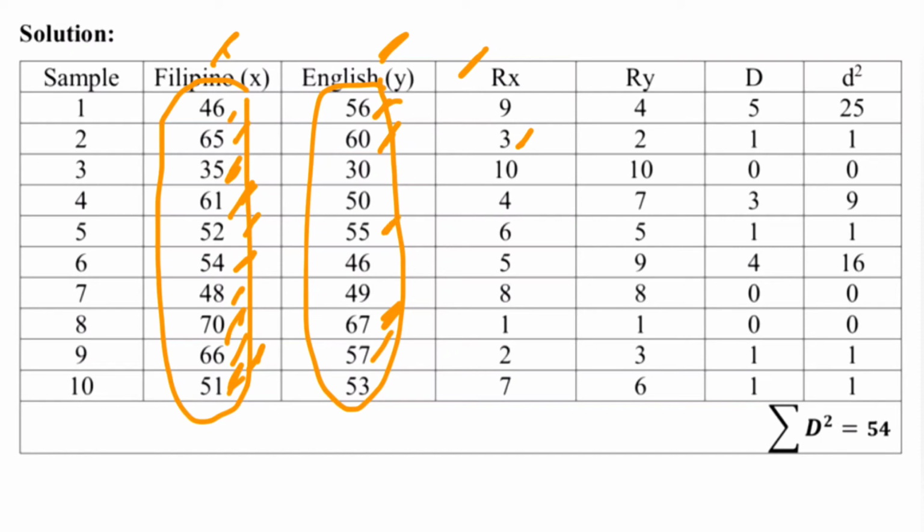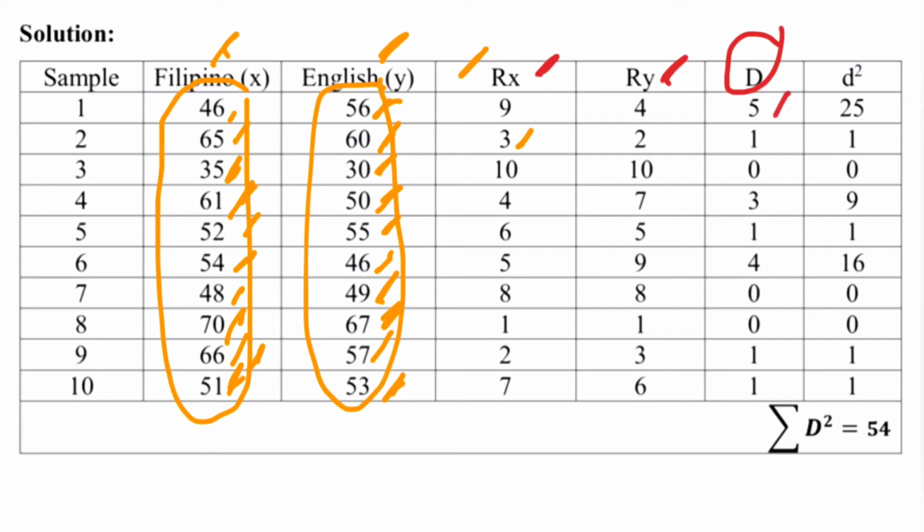And then pang-6 natin ay yung 53. Pang-7 yung 50. Pang-8 yung 49, pang-9 yung 46, and then lastly yung 30. So, since narank na natin itong X at Y, tapos na tayo mag-rank dito. We can now proceed doon sa pagkuha ng ating difference.